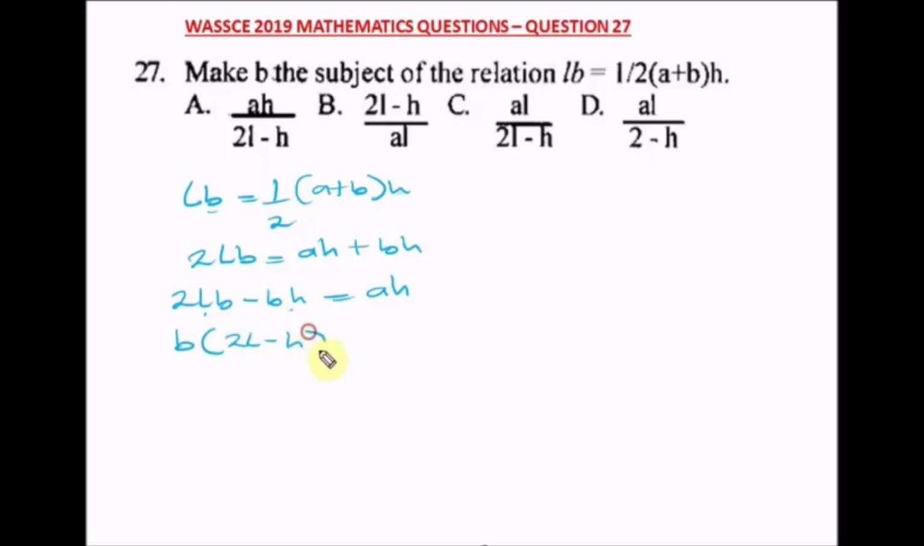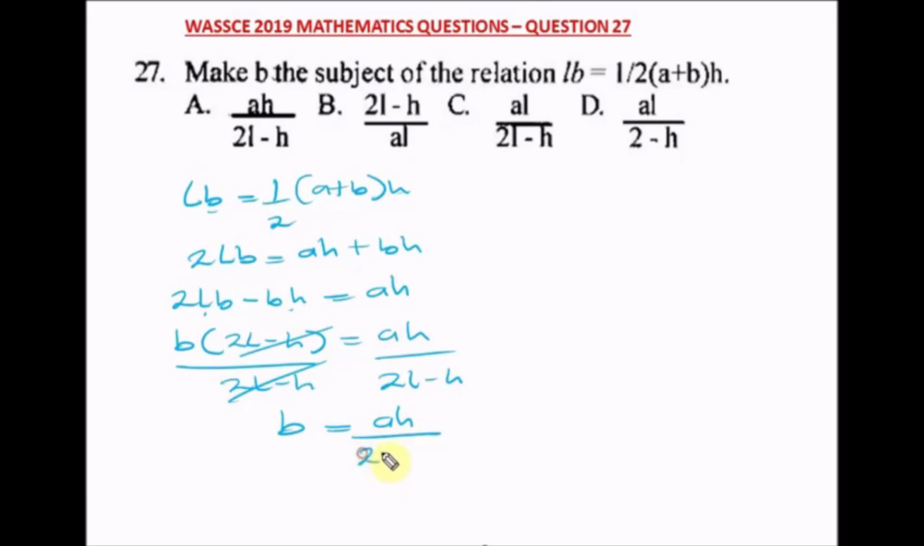We are left with 2L minus H, close the bracket, equal to AH. From here, we divide both sides by 2L minus H, where this will cancel out and we're left with B. Alright, so we have B equals AH over 2L minus H. So we've made B the subject of the relation, and this is our final answer here.